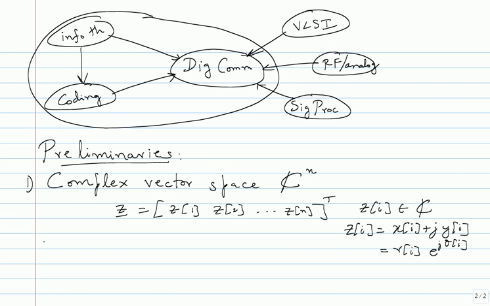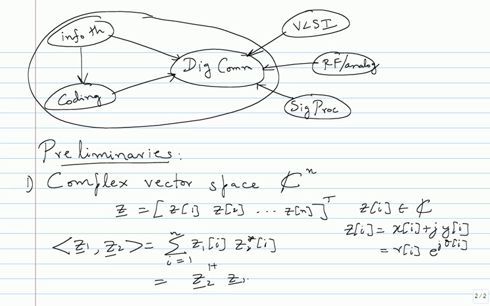A dot product defined in this vector space, of z1 and z2, is the summation over i equals 1 to n of z1_i times z2_i star, where star is complex conjugate. It also has a more compact notation, which is z2 Hermitian z1. What is z2 Hermitian? You do a transpose and then you take the conjugate of each element. And you have the norm of vector z, which is the inner product of z with itself, the summation of the mod square of each element of z. So that's the complex vector space.